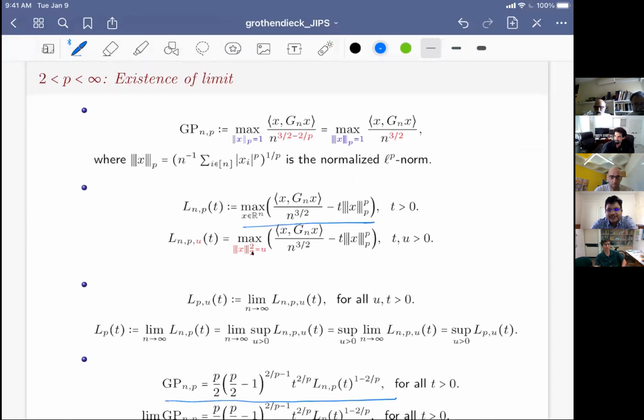Maybe I should stop the share so that I can see the faces. Okay, yes. Maybe we can also stop the recording if you want.